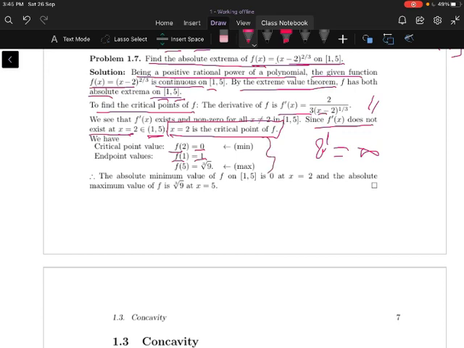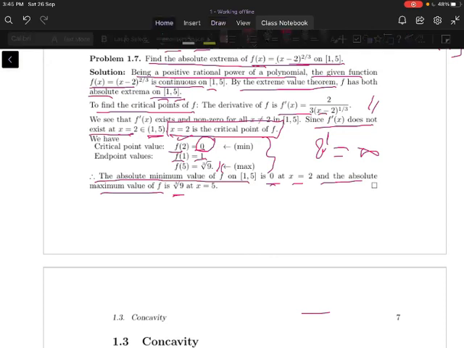Out of these three values, which is the minimum value? 0 is the minimum value. For which value of x? At x = 2. And what is the maximum value? Cube root of 9. So therefore, the absolute minimum value of f on the interval [1, 5] is 0 at x = 2, and the absolute maximum value of f is cube root of 9 at x = 5.